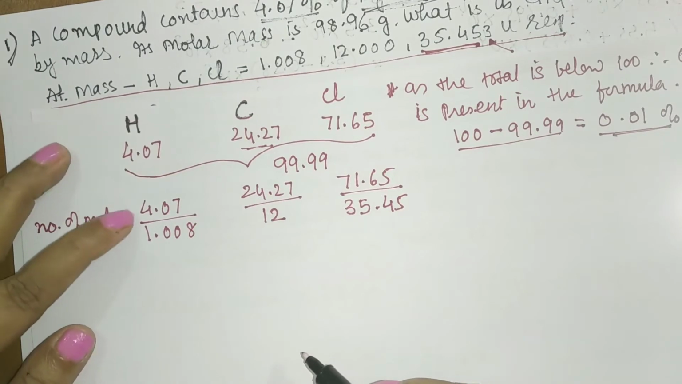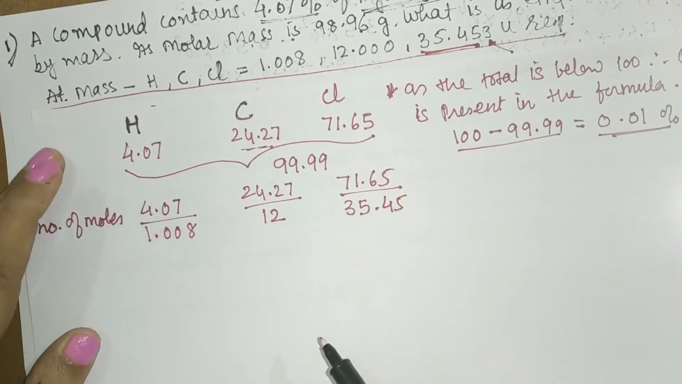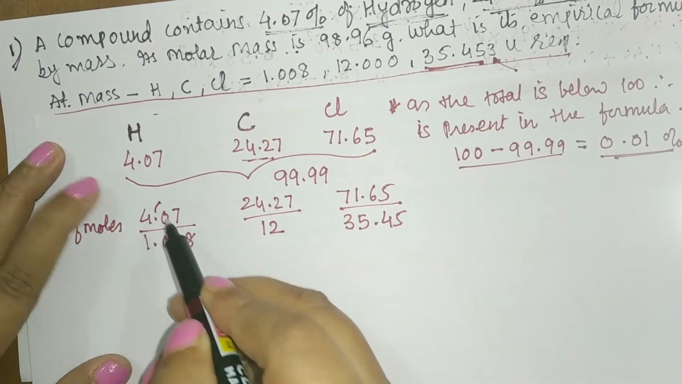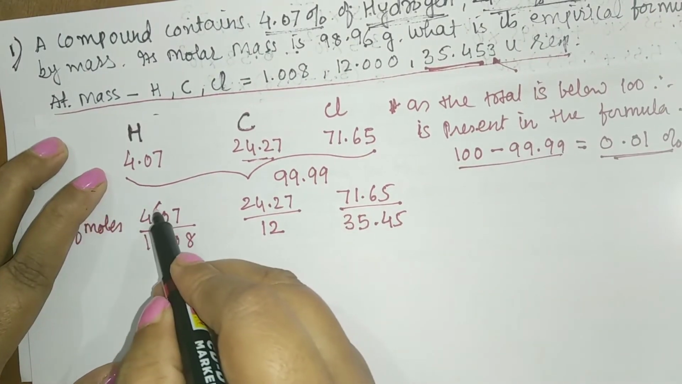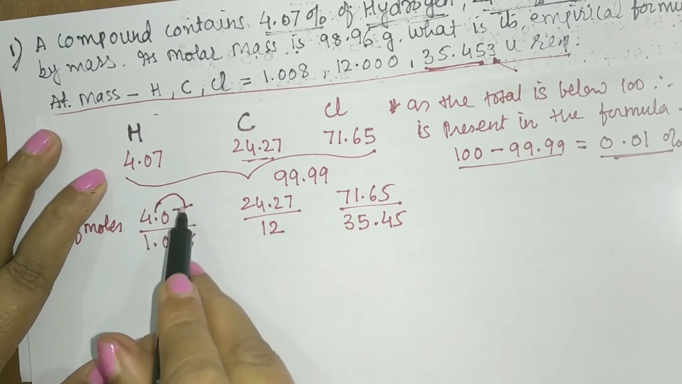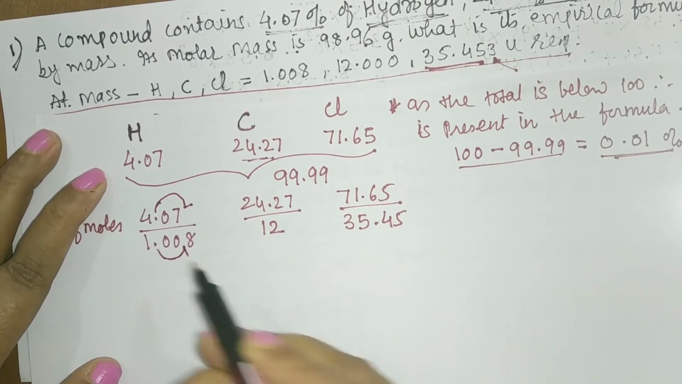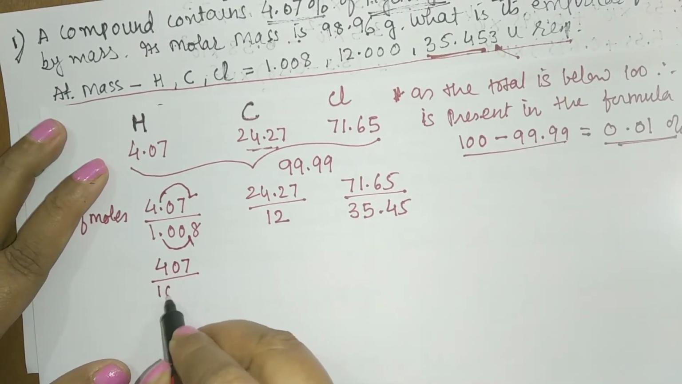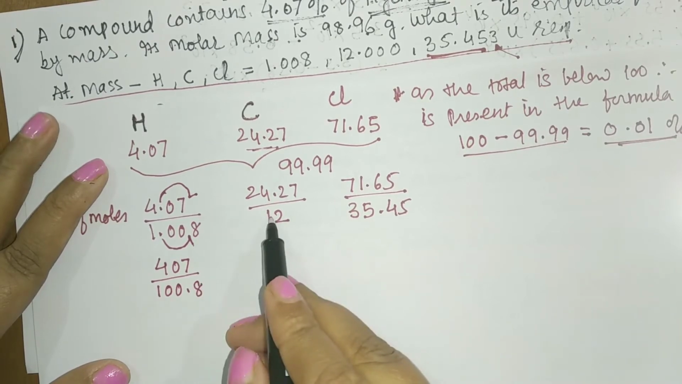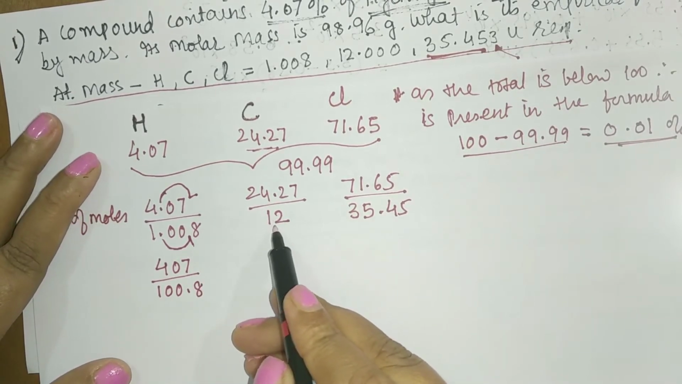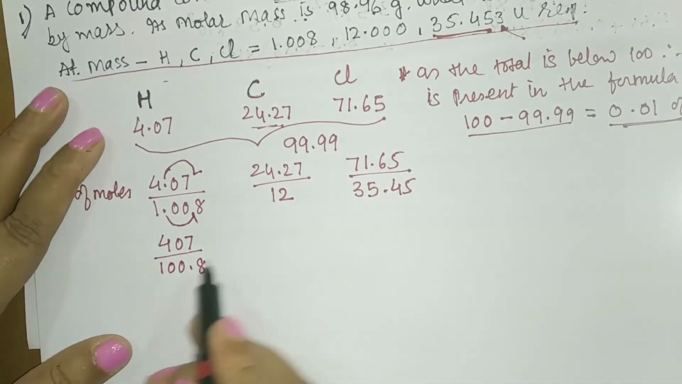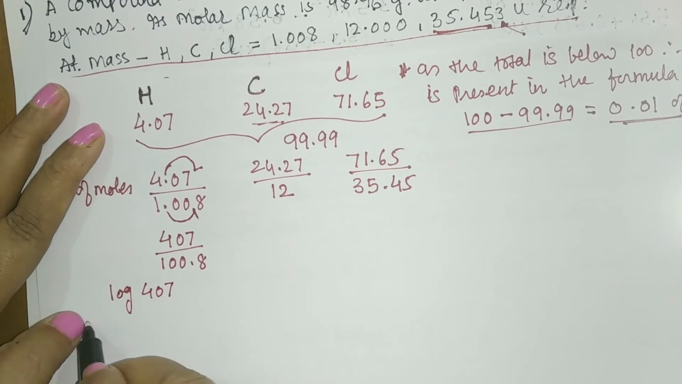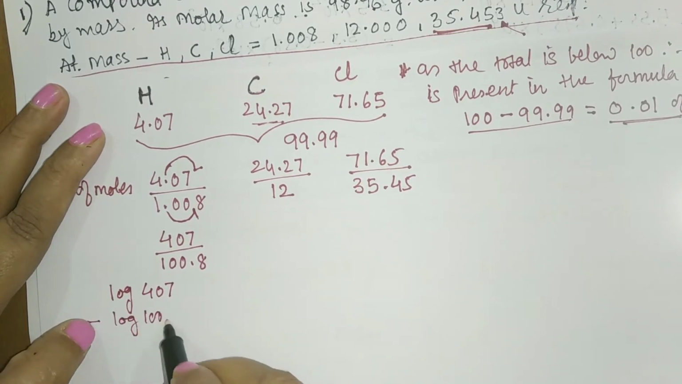Let us go for log calculations now. Now log of 4.07 minus log of 1.008. For my convenience, I am removing the decimals from here. So I can remove two places decimal to this side. Same I have to do here. So I am removing in this way. I got 407 upon 100.8. Here no need to remove the decimal because it is comfortable calculations. So let us proceed for this. It will be log of 407 minus log of 100.8.